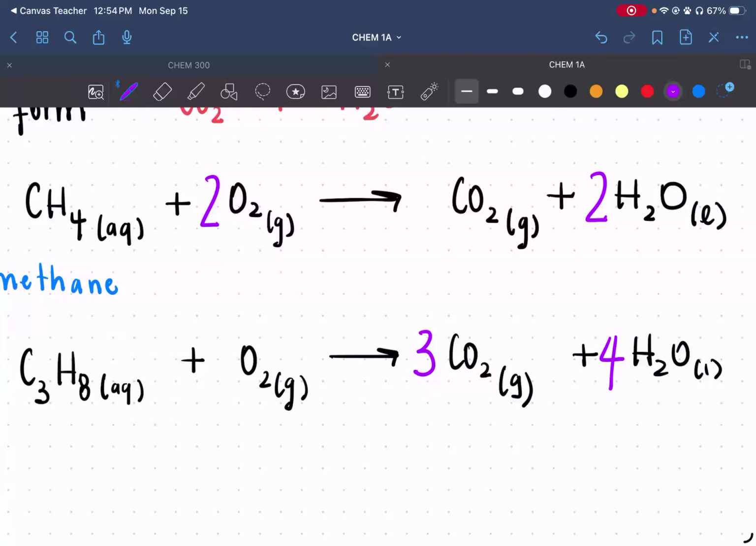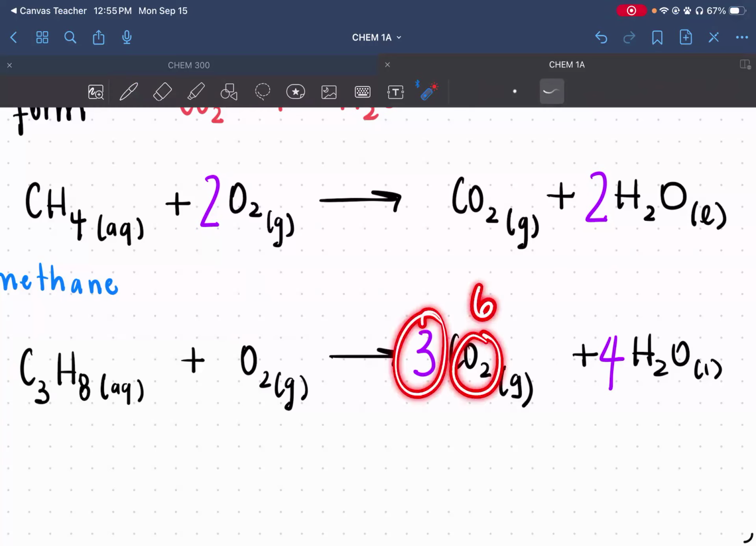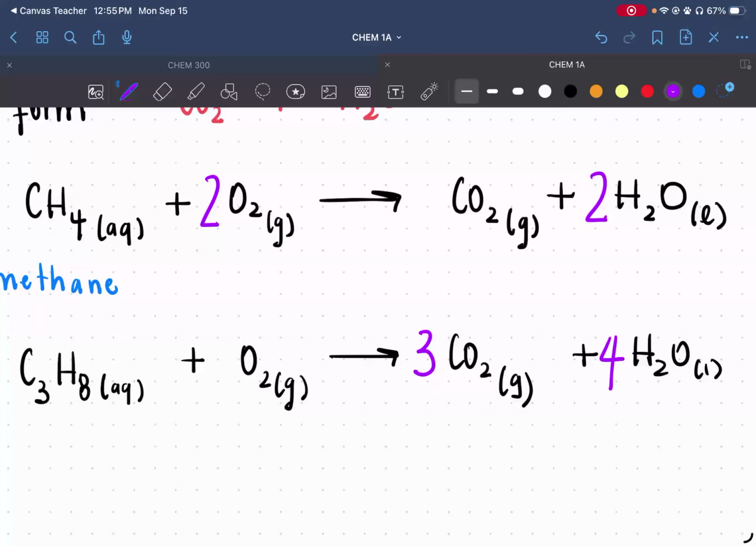Now we come back to that very tricky oxygen, but let's take a look at what we have now. We still only have 2 on the left, nothing changed there. But on the right, we have 3 times 2, 6, 4 times 1, 4, for a total of 10. This is now a lot easier to balance because to get it to 10, all we need to do is put a 5 in front of the O2.